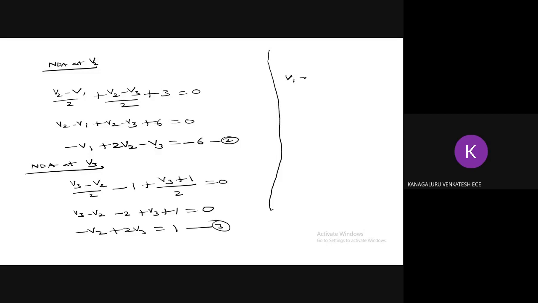If you want, V1 is nothing but delta 1 by del. V2 is nothing but delta 2 by del. And V3 is nothing but delta 3 by del. Then what is delta? Delta 1, delta 2, delta 3, we'll see one by one. First, delta. Delta is nothing but find the determinant of all 3 equations. Take coefficients of V1, V2, V3.